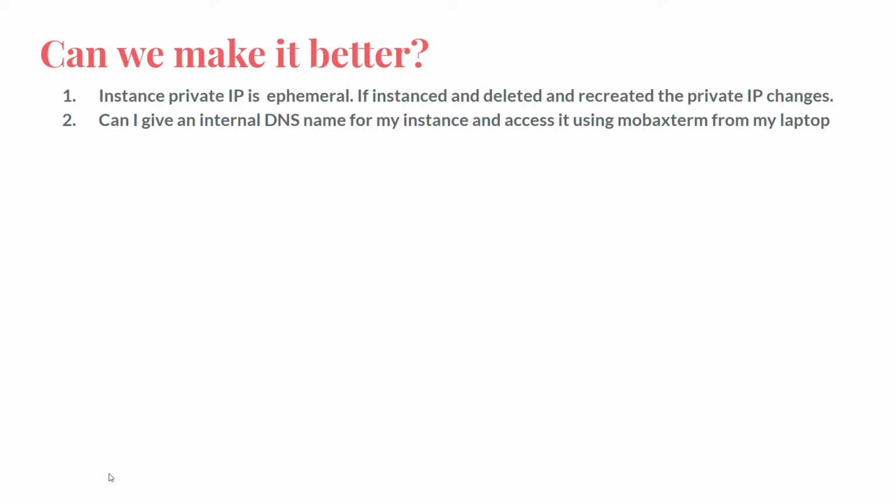Can we make it better? Now what if I delete the instance and recreate it? The private IP changes. Then I need to update my MobaXterm, which is not an efficient way. So we can optimize this by creating a private hosted DNS name with the private IP of the instance and automatically update it when the instance is deleted and recreated. I will show you this manually.